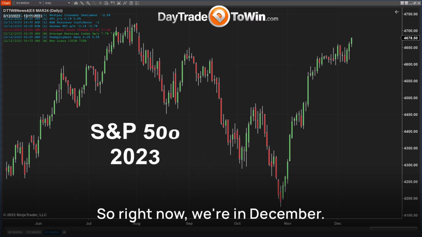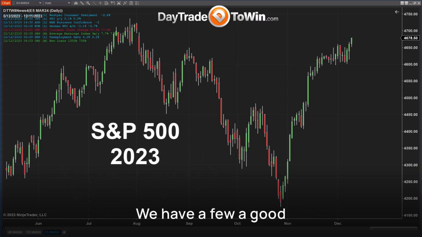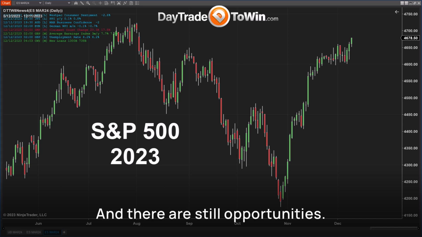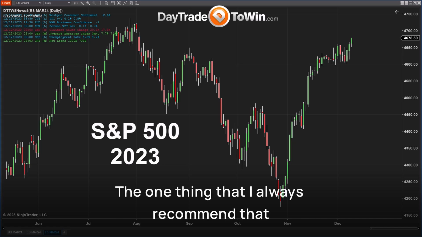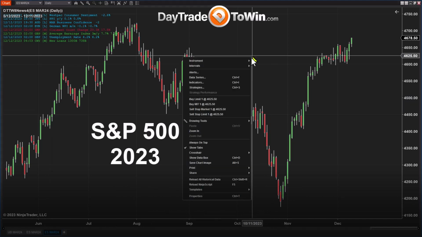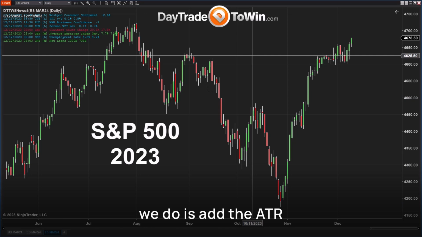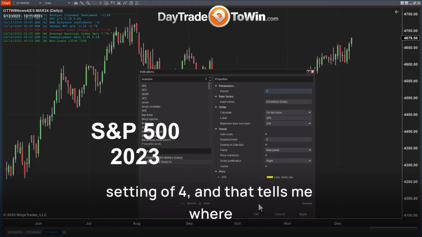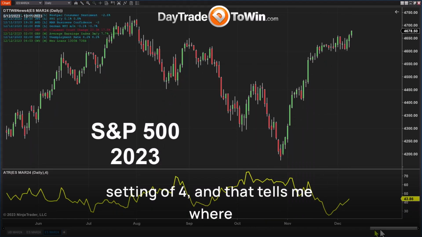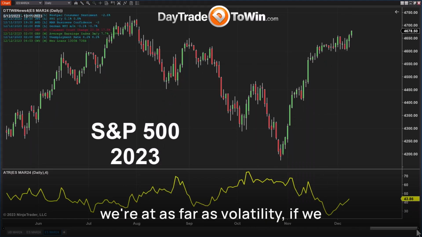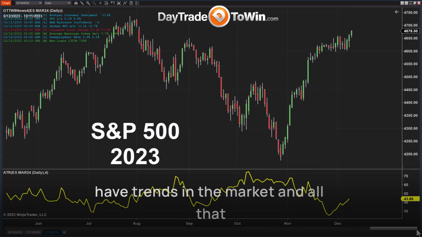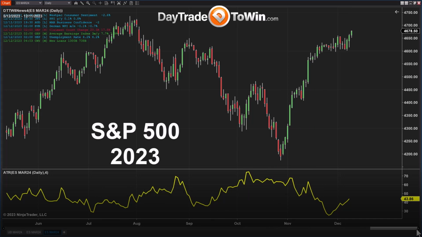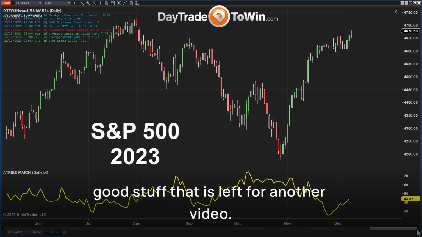So right now we're in December. We have a few good weeks left until 2024, and there are still opportunities. The one thing that I always recommend is to add the ATR, and I use the average true range with a setting of 4. That tells me where we're at as far as volatility, if we have trends in the market, and all that good stuff that is left for another video.